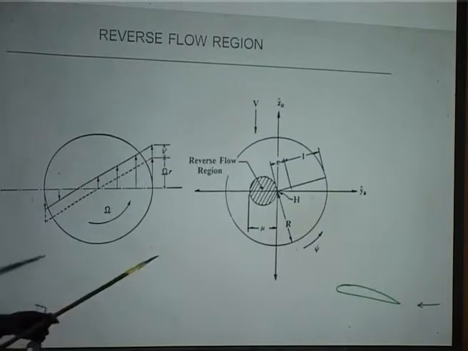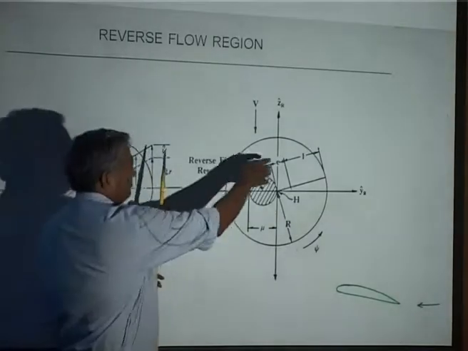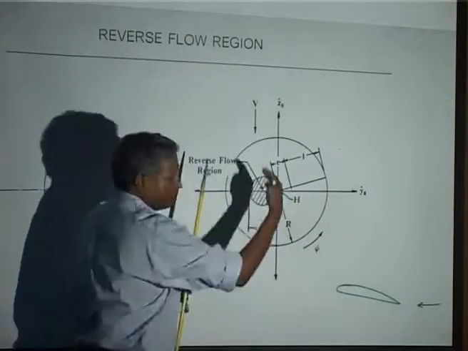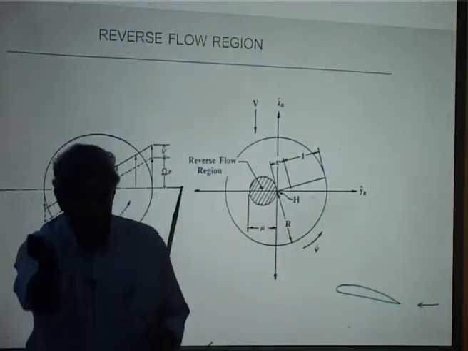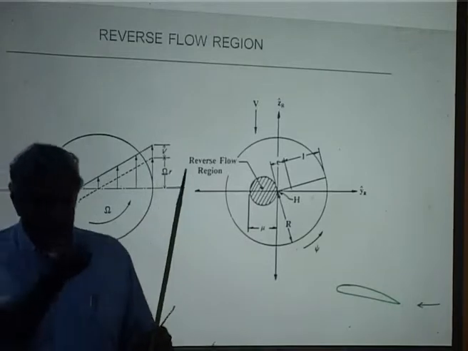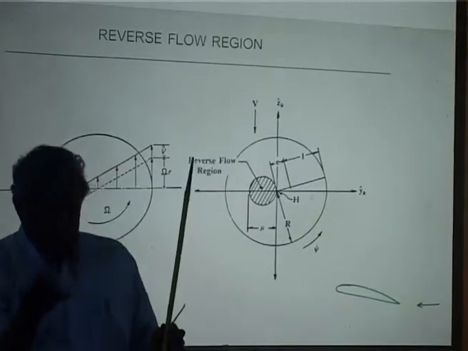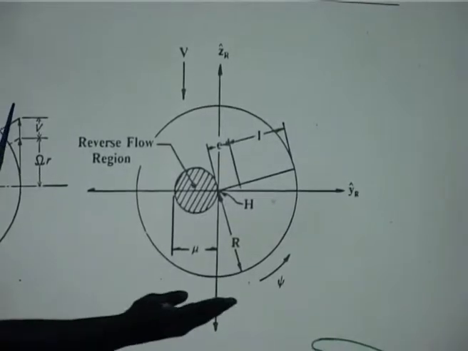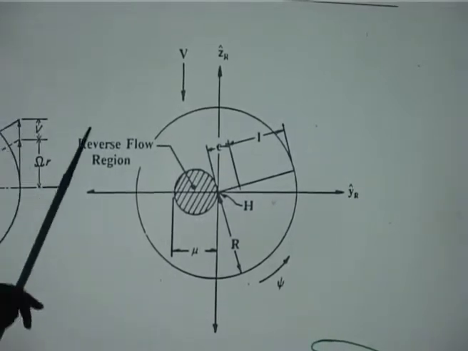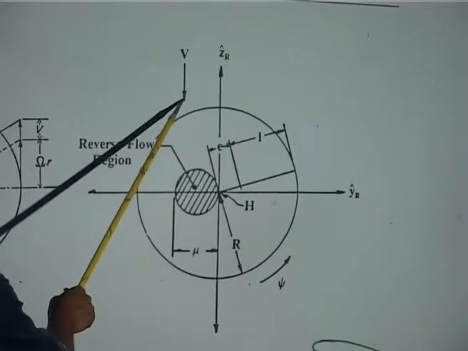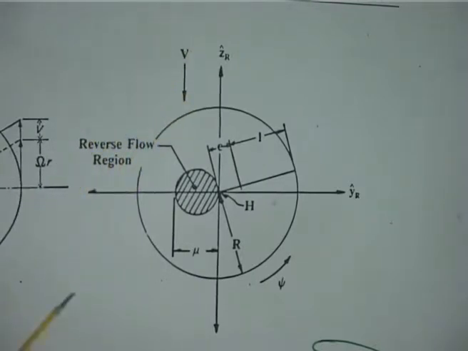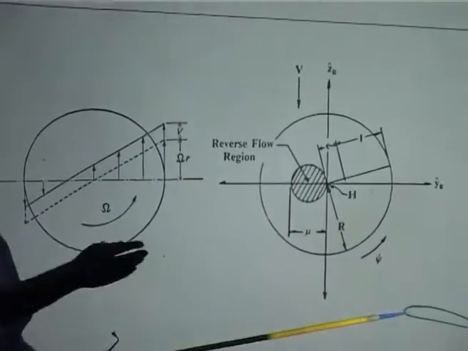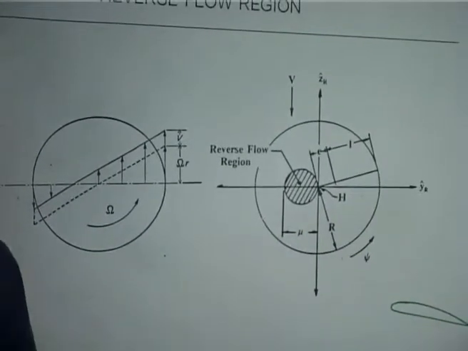What happens is, on this half where it is rotating, it is going into the air, the relative air is actually increased. But please understand, it is not that, because it is going at different azimuth locations. This V has a fixed direction. Omega r, depending on the azimuth location, velocity is different.